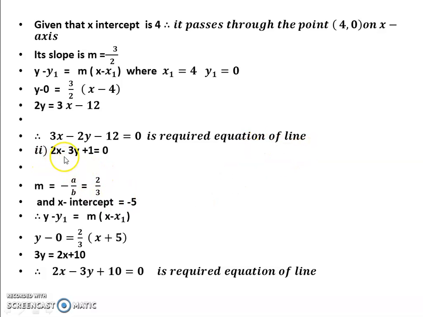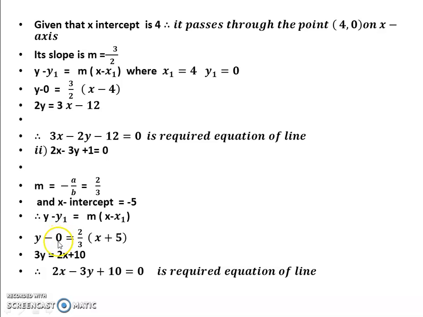Now the second question is given: 2x minus 3y plus 1 equal to 0. If the straight line is given as ax plus by plus c equal to 0, its slope is m = minus a upon b. Yes, right. So our slope is minus 2 upon minus 3, the minus signs get cancelled, 2/3. The x-intercept is minus 5. That means we have to put y as 0. So y minus y1 is equal to m(x minus x1).